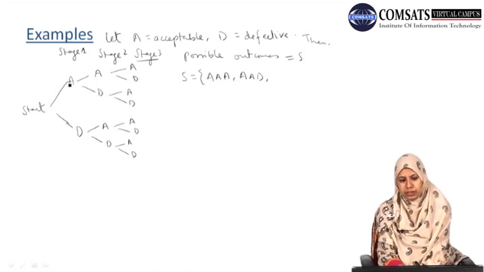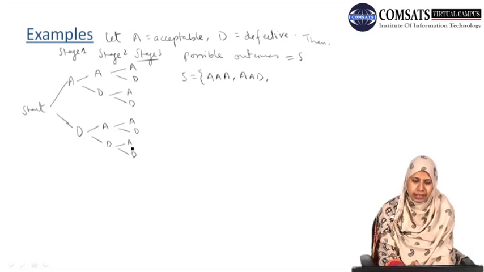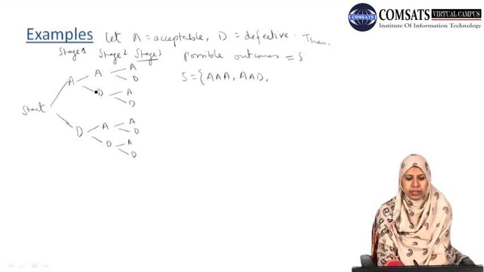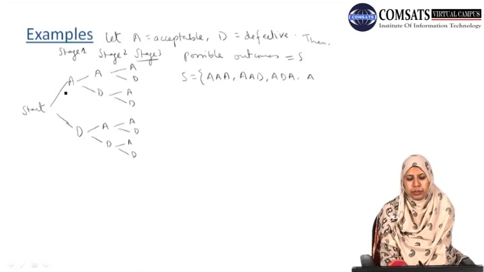AAD. Third one will be, if we count from here, we have actually 8 possible outcomes. So the sample space contains 8 sample points. For the third sample point, the first part acceptable, second part defective, and third part acceptable, which is ADA. And for the fourth, ADD.